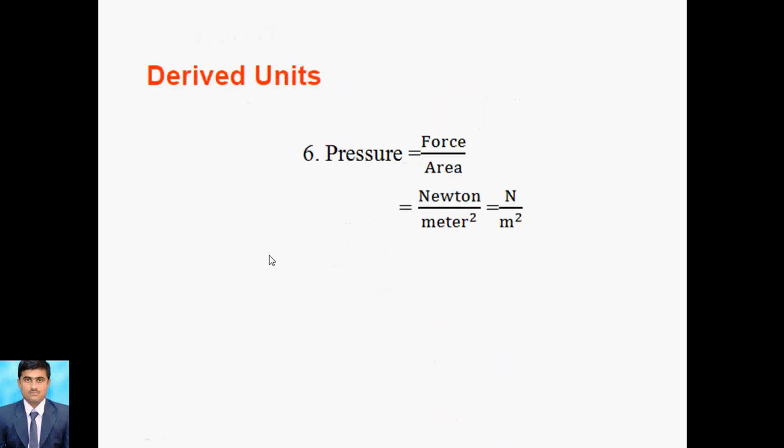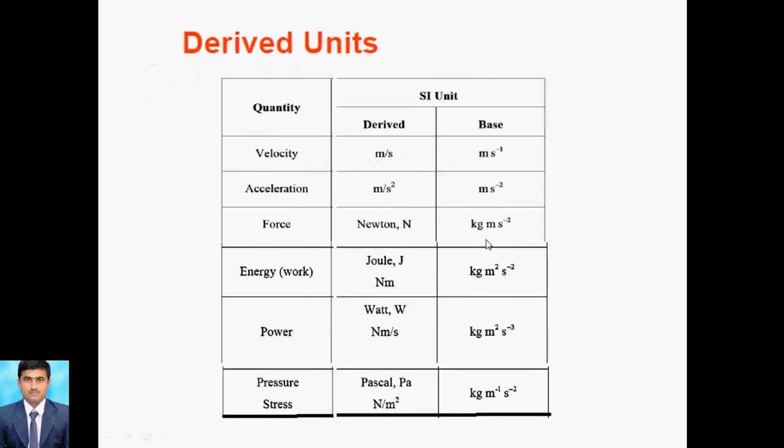The next unit is pressure. Pressure is nothing but force upon area. Force is in terms of Newton and area in terms of meter square. So we can take as a unit Newton per meter square. So this is regarding the units.